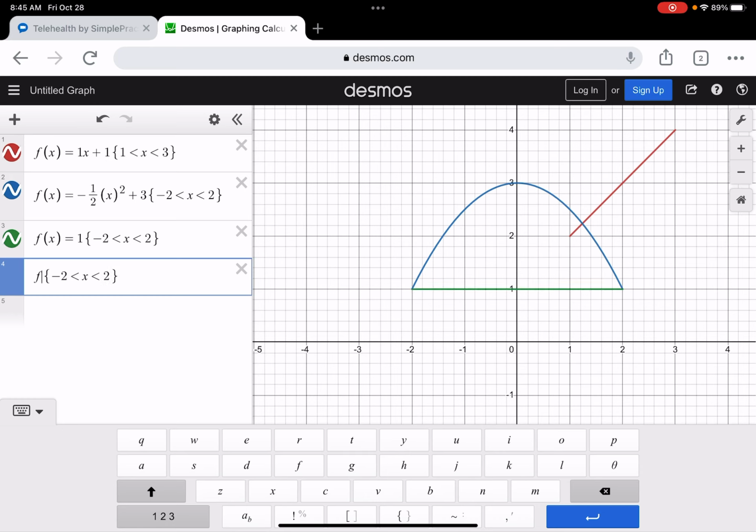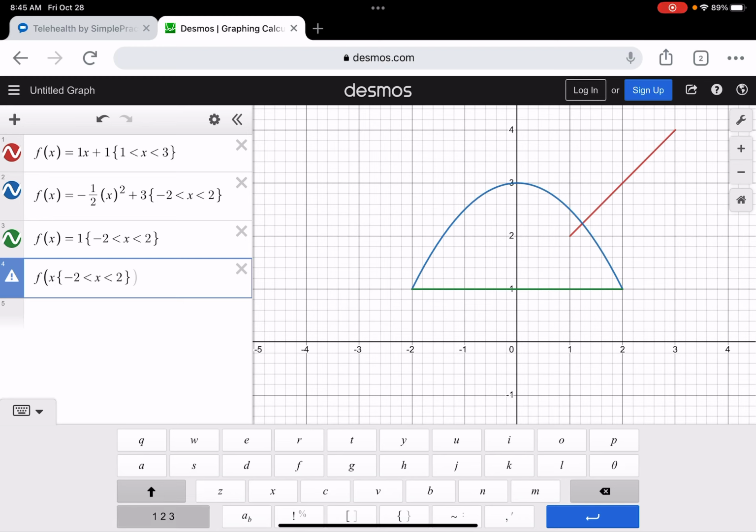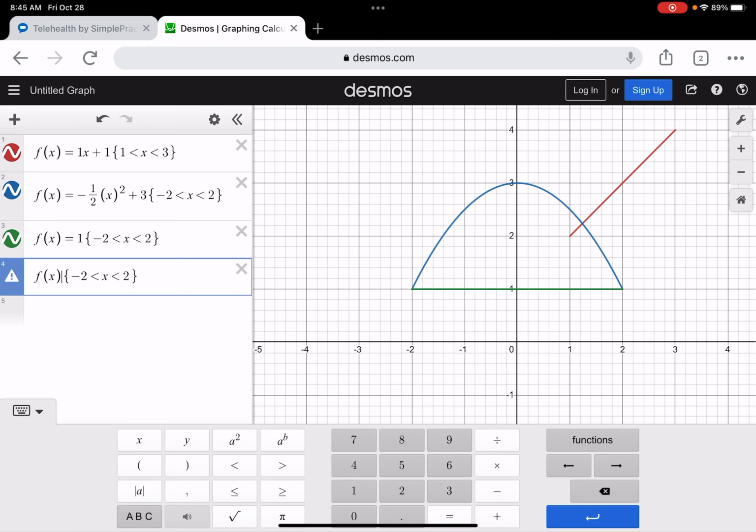So an absolute value looks like f of x equals, and it has the same form as the parabola, but with absolute values instead of parentheses. So on my iPad, I have this absolute value symbol that I can plug in.